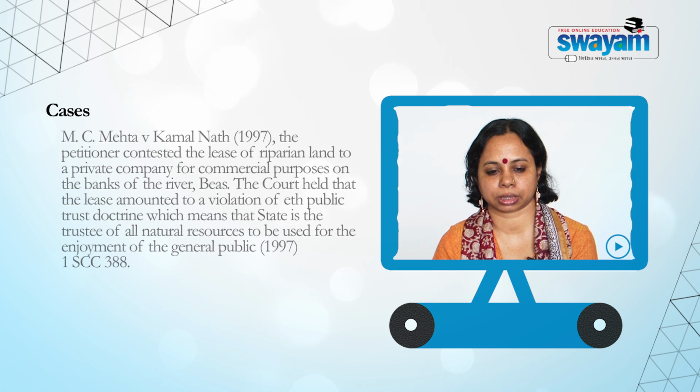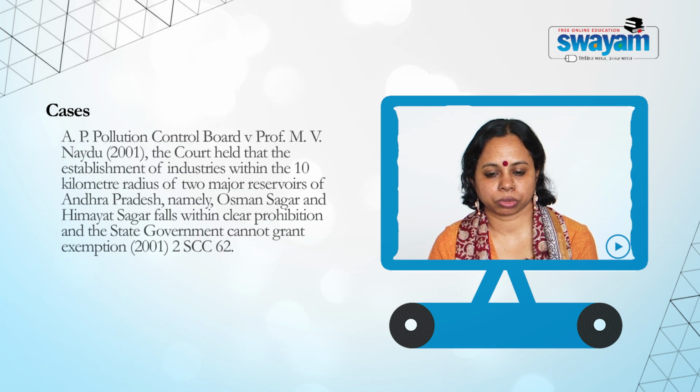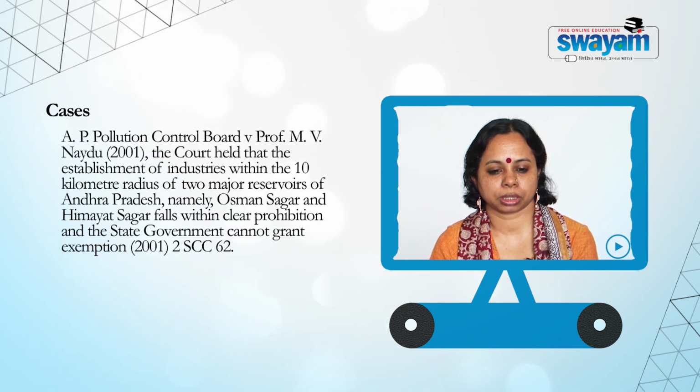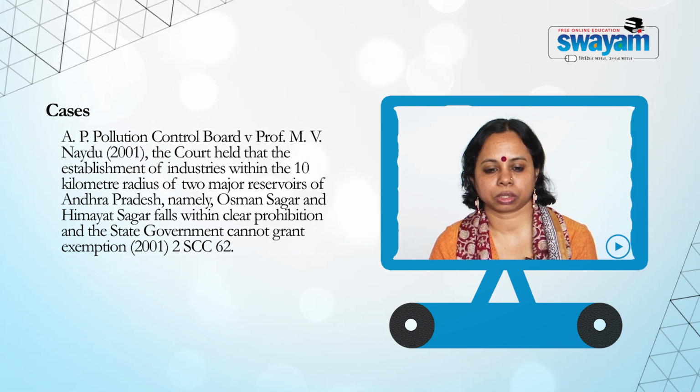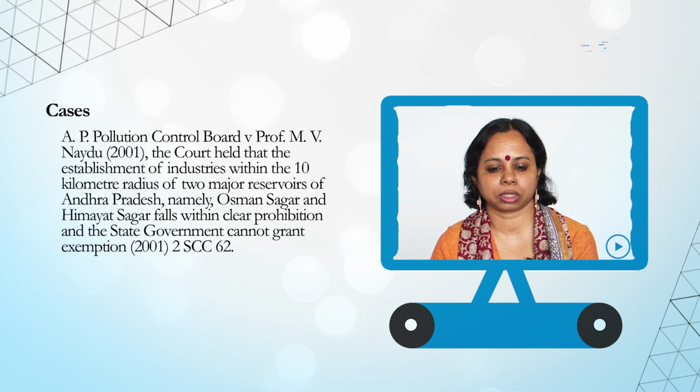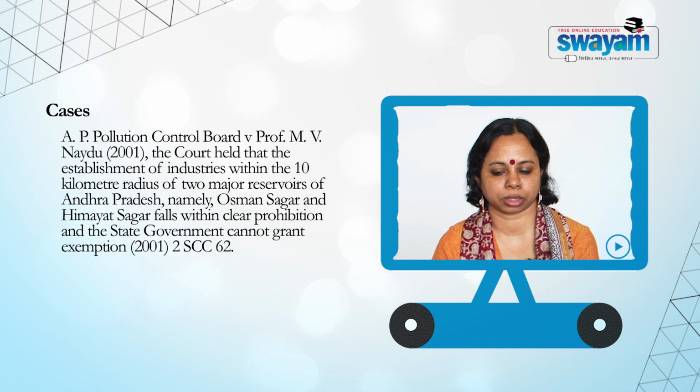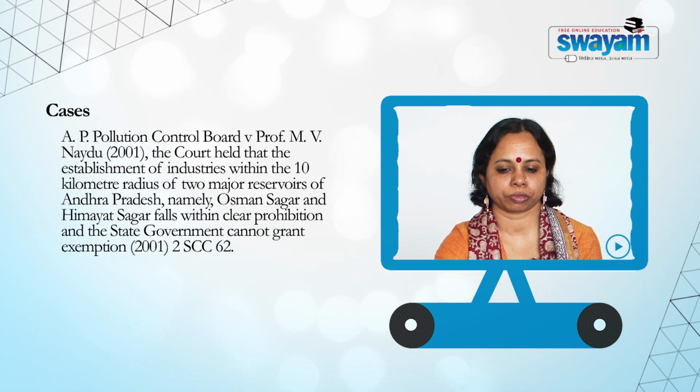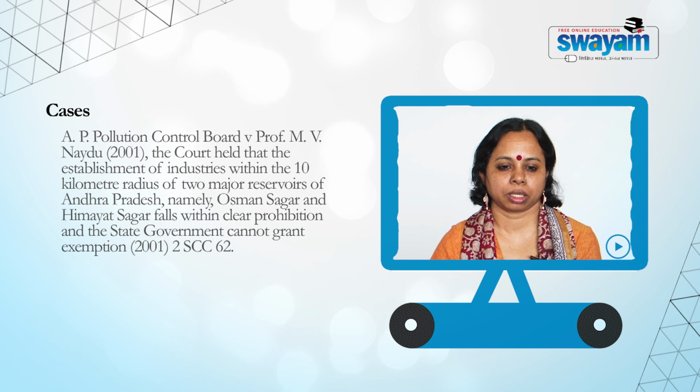Similarly, in 2001, dealing with the Professor Naidu case, AP Pollution Control Board versus MV Naidu, the court said that the establishment of industries within the 10-kilometer radius of two major reservoirs of Andhra Pradesh, namely Usman Sagar and Himayat Sagar, falls within the clear prohibition, and the state government cannot grant an exemption. So, the court did not approve of the projects.